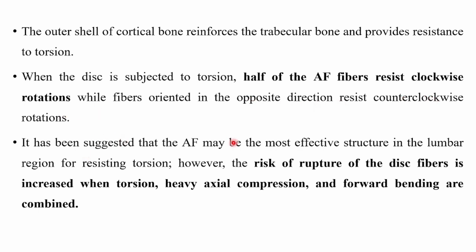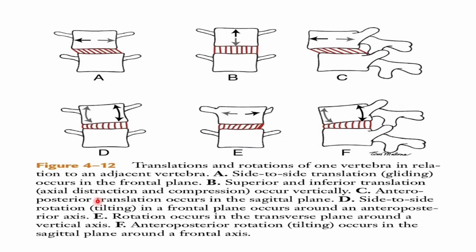It has been suggested that the annulus fibrosus may be the most effective structure in the lumbar region for resisting torsion. However, the risk of rupture of the disc fibers is increased when torsion, heavy axial compression, and forward bending are combined. So these are the different translations and rotations of one vertebra in relation to the adjacent vertebrae.